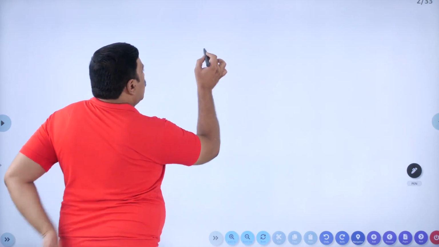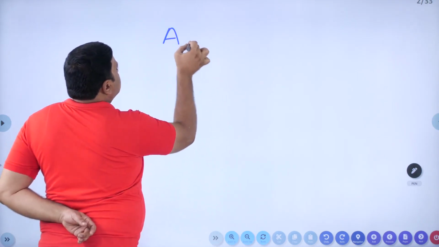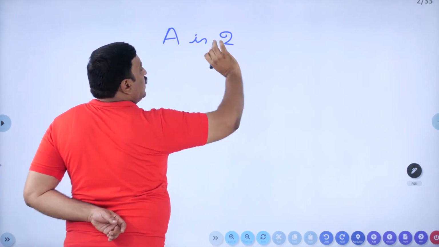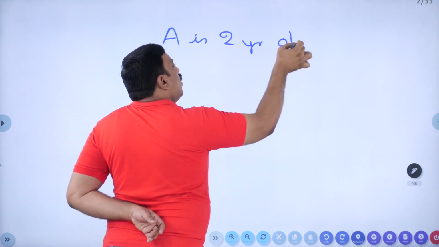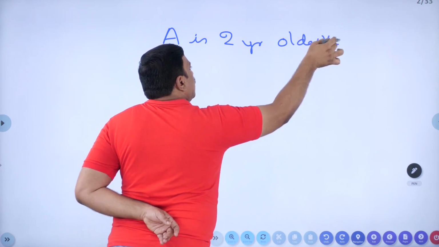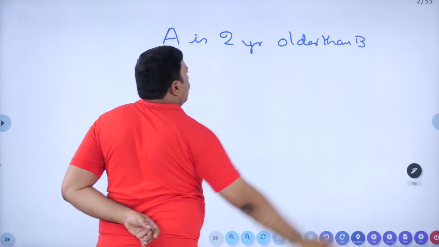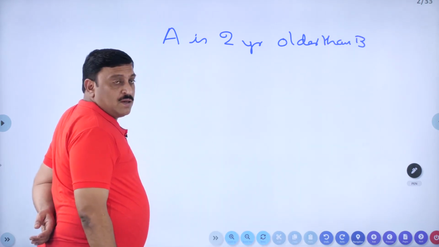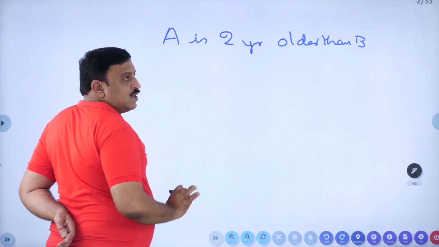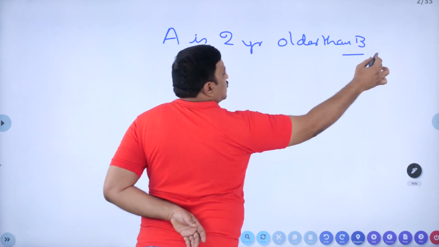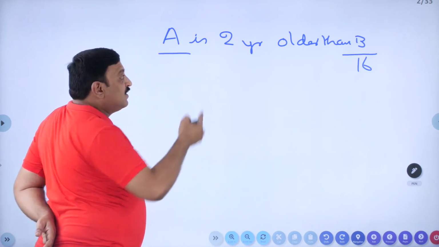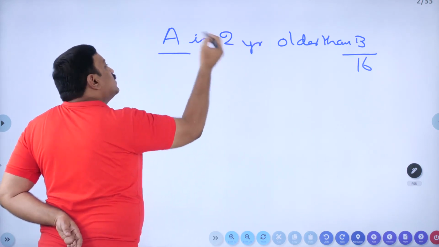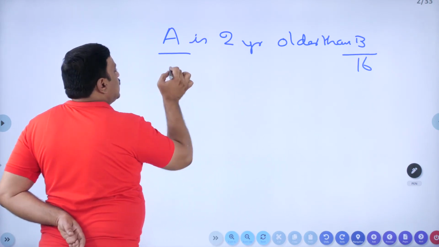You see. Suppose A is 2 years older than B. Means what? We don't know about B. Suppose B is 16 years. A is how much then? 2 years older means definitely A is 2 years older. Means 16 plus 2, that is 18.